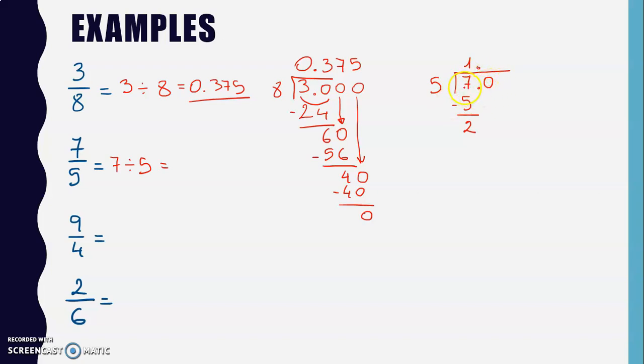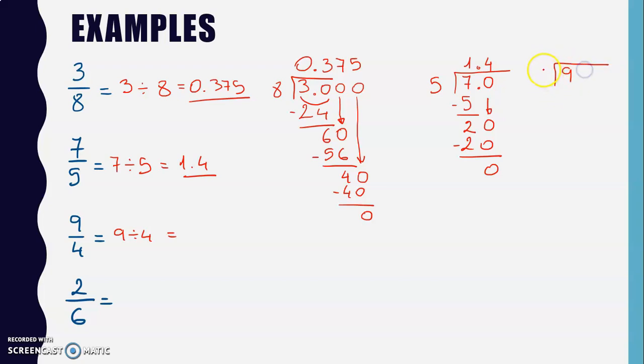We use the first one and we bring it down here to have a 20. Now 5 goes into 20 4 times. 5 times 4 is 20. 20 minus 20 is 0. Okay, so 7/5 is the same as 1.4 as a decimal. Now 9 over 4 is 9 divided by 4. And let's go ahead and perform this division.